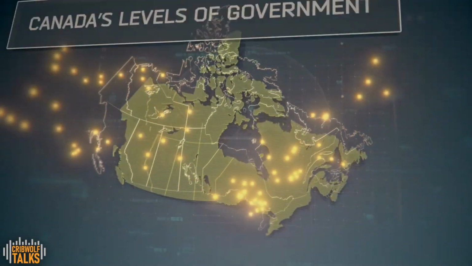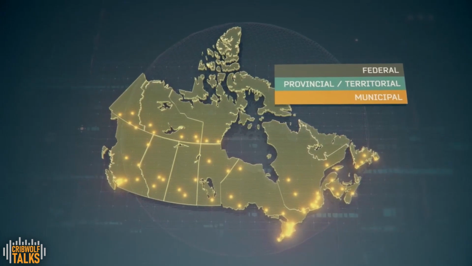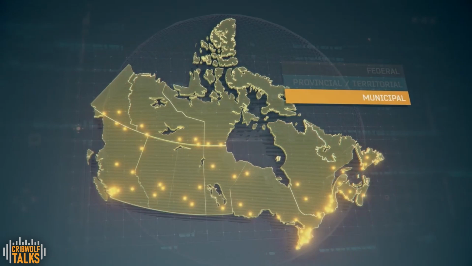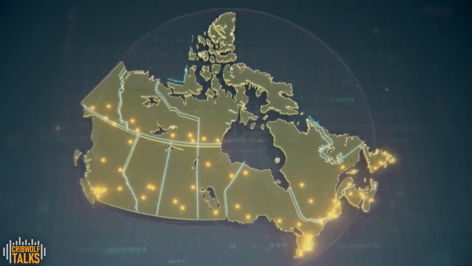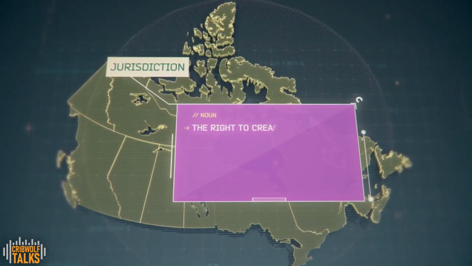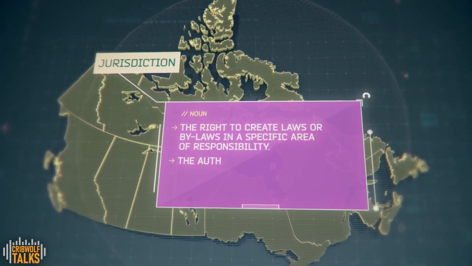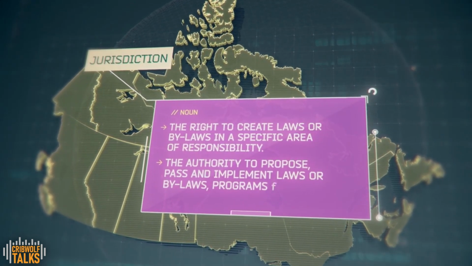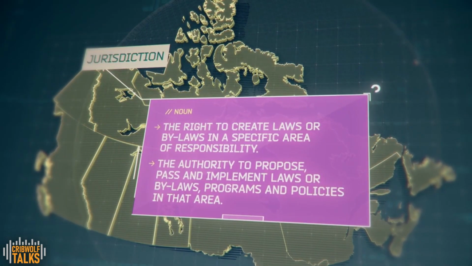Canada is a country where the responsibility to make laws or bylaws is divided between different levels of government: federal, provincial or territorial, and municipal. The distribution of these powers is set out in the Constitution, which lays out each level of government's areas of jurisdiction. Jurisdiction means a government has the right to create laws or bylaws in a specific area of responsibility. This gives a government the authority to propose, pass and implement laws or bylaws, programs, and policies in that area.